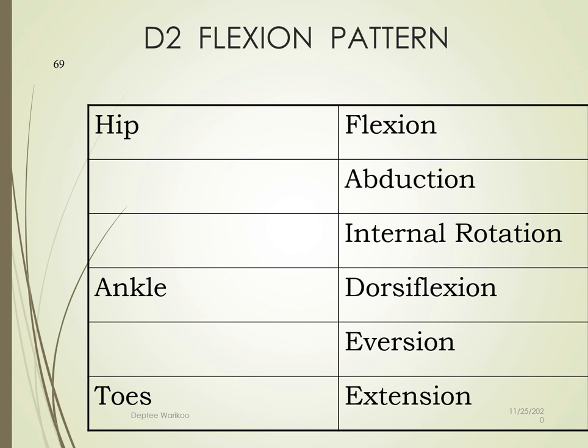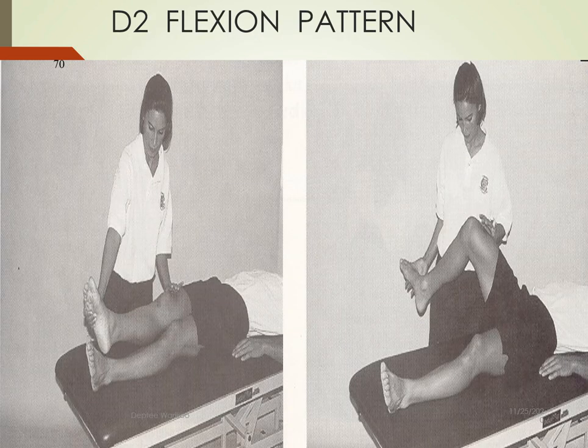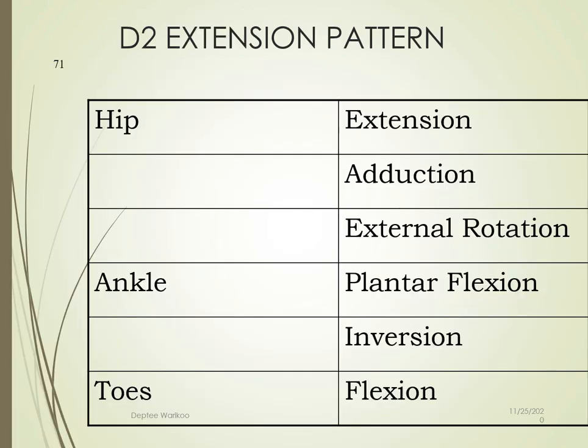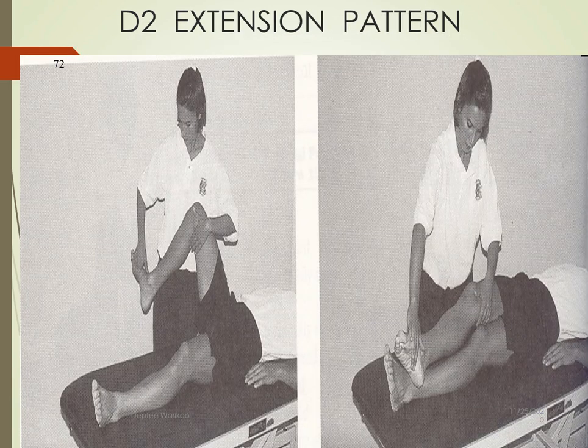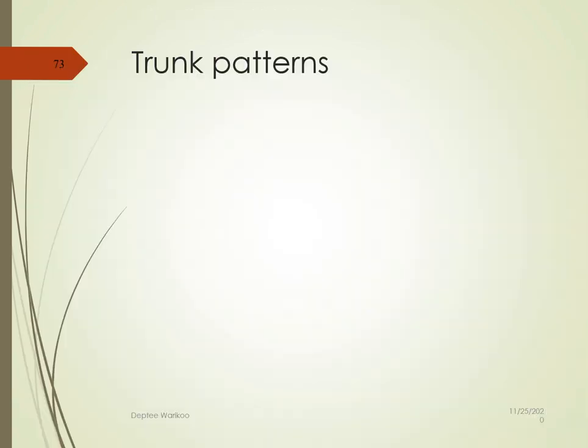So, D2 flexion pattern: flexion, abduction, internal rotation, ankles in dorsiflexion, eversion, and toes in extension. This is the end part. The second diagram is the end part and the first one is the initiating part. D2 extension pattern: hip in extension, adduction, external rotation, ankle in plantar flexion, inversion, and toes in flexion. Okay, so the first one is the initial position and the second one is the last position, the basic position of D2 extension pattern. Now moving to the trunk patterns.